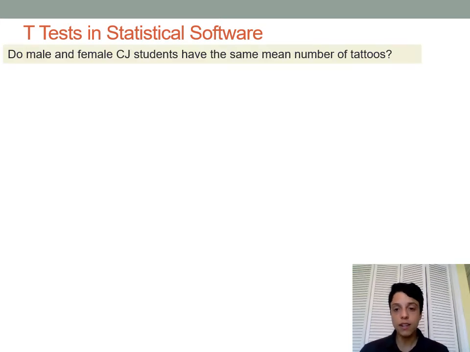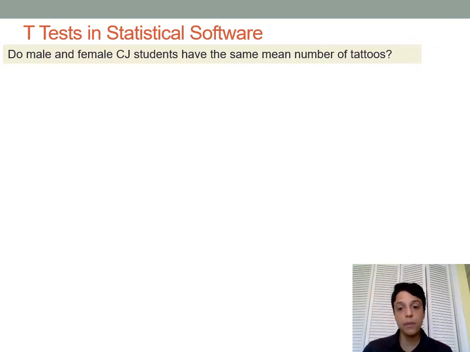And I'm going to come back to our class data for the first time in a while now and look at the question of whether male and female CJ students have the same mean number of tattoos. Sticking with the gender comparison, because that's an easy one to do when you're comparing two groups. And I didn't ask that many questions where there's two distinct groups. So the question is going to be, do male and female CJ students have the same number of tattoos?